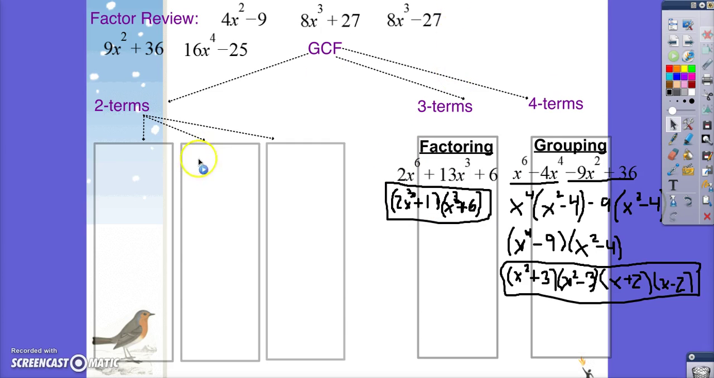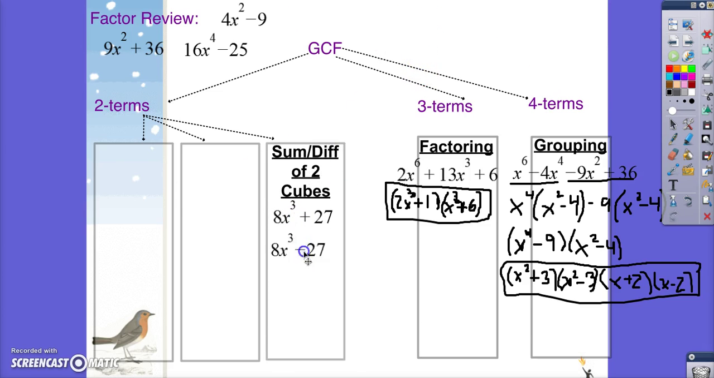All right. So now we have 3 types of 2 terms. I'm still working from right to left. The first one I'm going to look at is what we learned in the last lesson in part 2, which is the sum or difference of 2 cubes. I think that one's sort of easy to see because there's 2 terms and then you see a third power somewhere. So this one's the sum, this one's the difference.